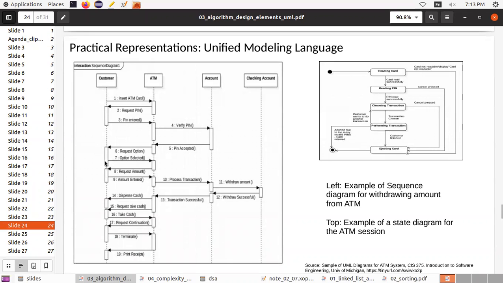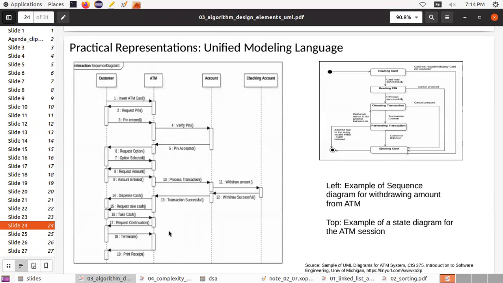What needs to be done has to be entered by the customer. Then this again goes back to the ATM. The ATM determines, okay, the user wants to do a withdrawal. It says, what is the amount that you want to withdraw? The user then enters the amount that has to be withdrawn. Then the ATM, after getting the amount that needs to be withdrawn, sends that particular amount to the account. The account then checks and says, please withdraw the amount. The checking account will withdraw. Then the withdrawal is successful. Then it sends a confirmation to the ATM that the transaction is successful. So you dispense the cash, and so on and so forth. Okay.